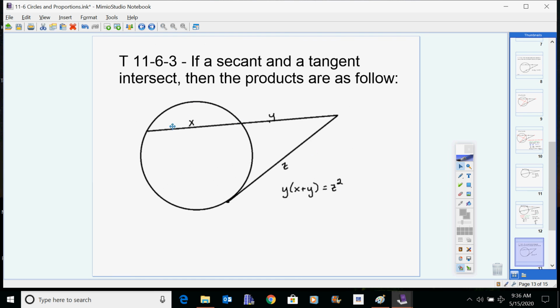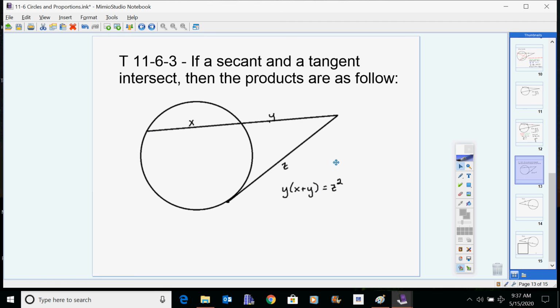Now, moving right along. Here we have a secant and a tangent. Secant and tangent has this relationship, and I'm not going to do a proof of that one for you, so we're just going to jump right into an example. Secant and tangent. The secant part looks the same as it did before, y times x plus y. But the z squared is a little bit different, so we'll take a look at that one.